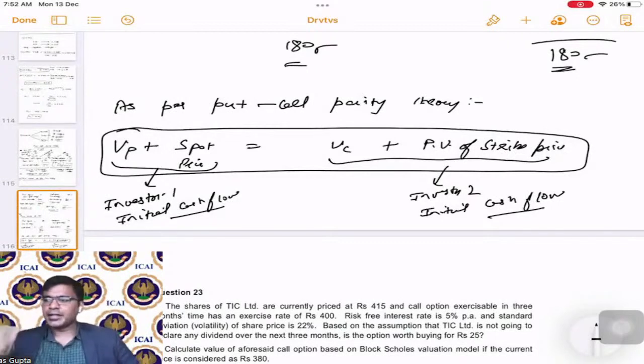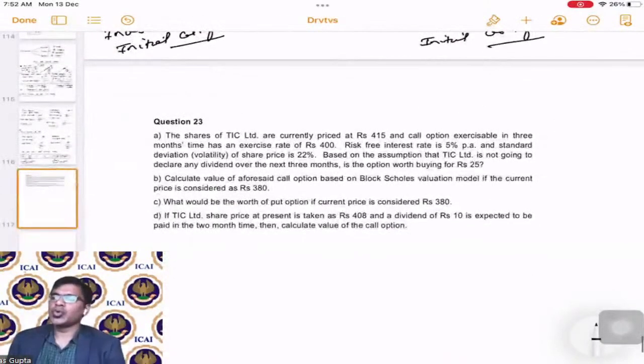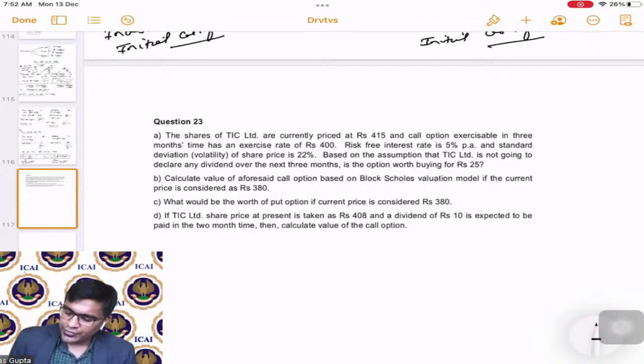So this is a very interesting question, number 23. Okay, Naveen, thank you. So question number 23 says that the shares of TIC Limited are currently priced at 415. Now this is a very good question.